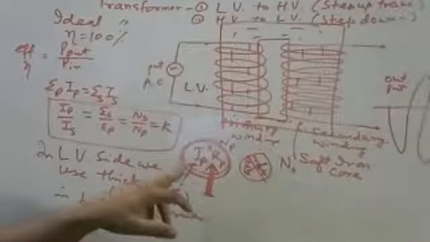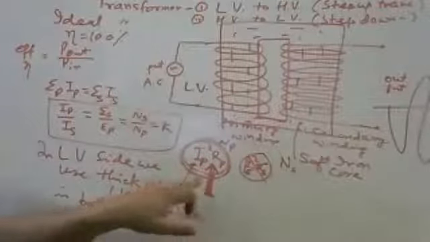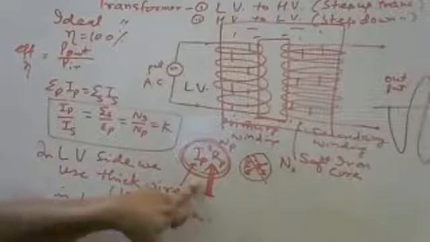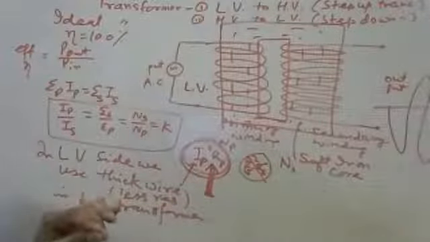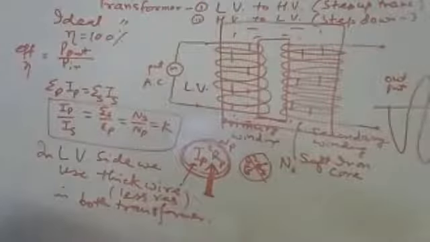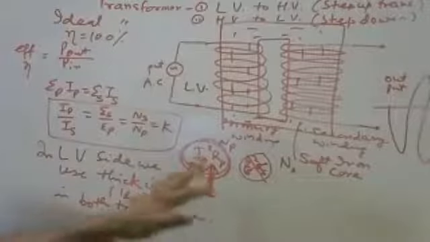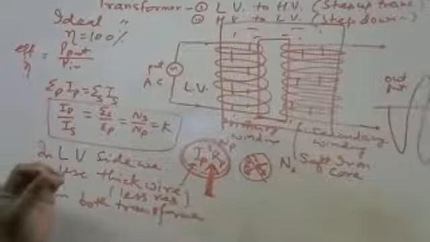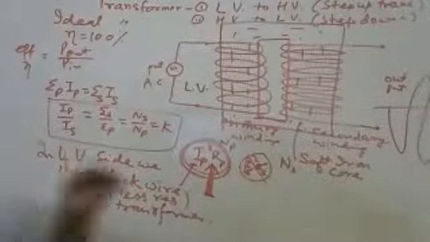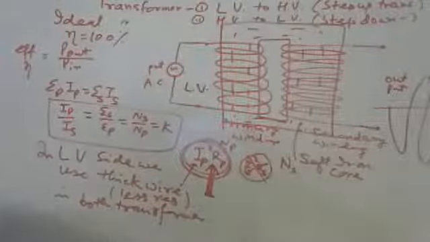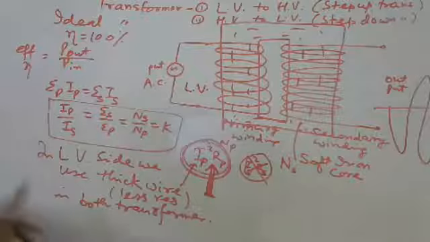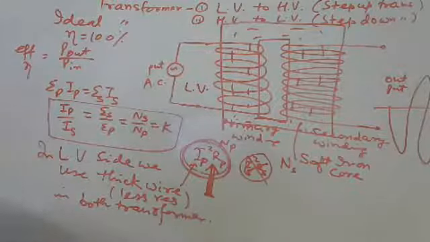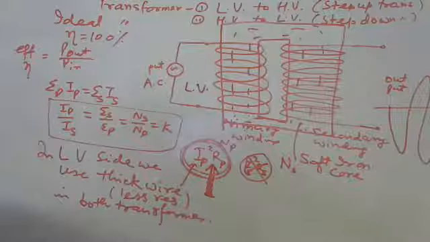But whenever the low voltage side power is high and we cannot afford to change the current, definitely we can reduce the resistance, and resistance can be reduced at the time of the construction of the transformer. We should use the thick wire on the low voltage side, whether it is a step up transformer or step down transformer. This is a very important point. You should note it. Underline this. On the low voltage side, we use the thick wire in both the transformers to reduce the power loss.